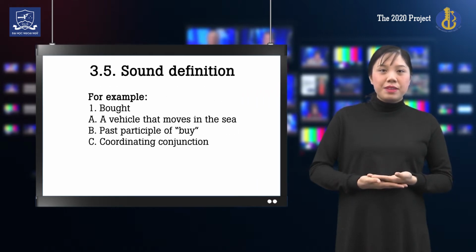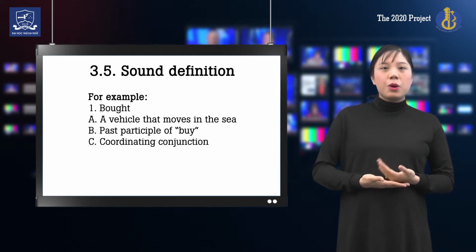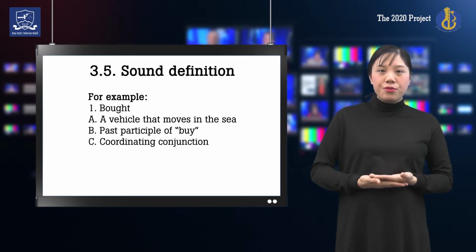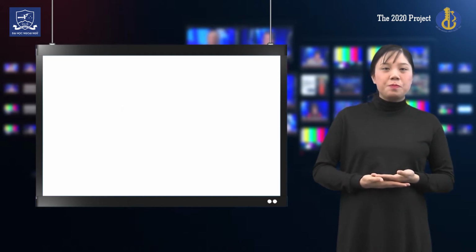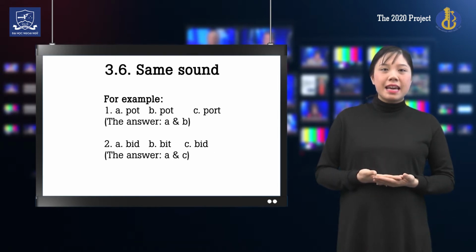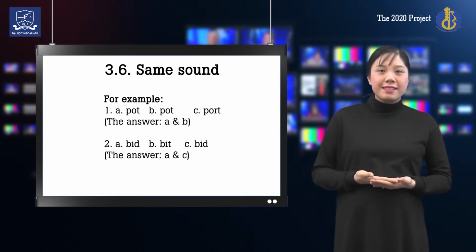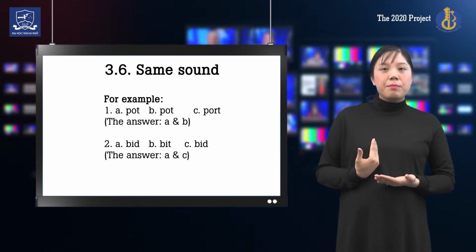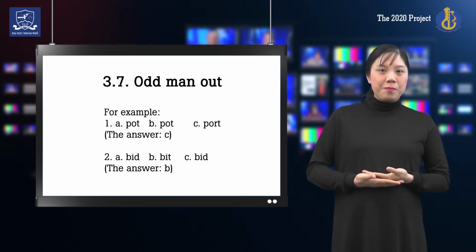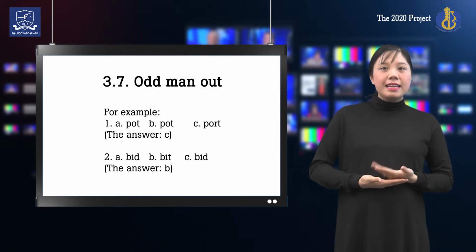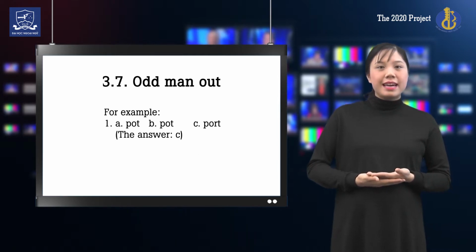5. Sound definition. In this, a word is heard and several different definitions, including one that is correct for the word, are given. Test takers are asked to select the correct definition for the word they heard. It implies lexical and grammar knowledge. 6. Same sound. To do this, the test taker listens to a list of words and marks the ones that are the same. 7. Odd man out. Here, the test taker listens to a list of words and marks the one that is different.